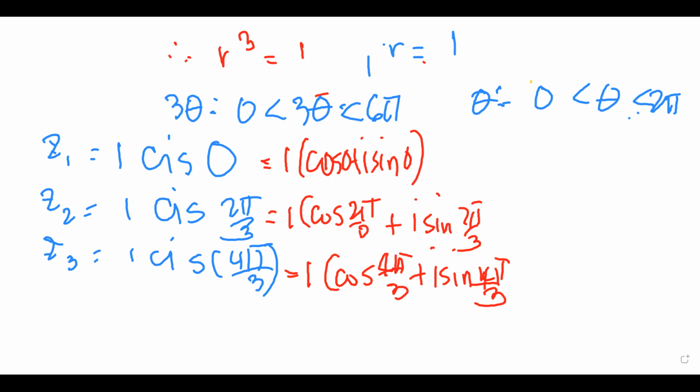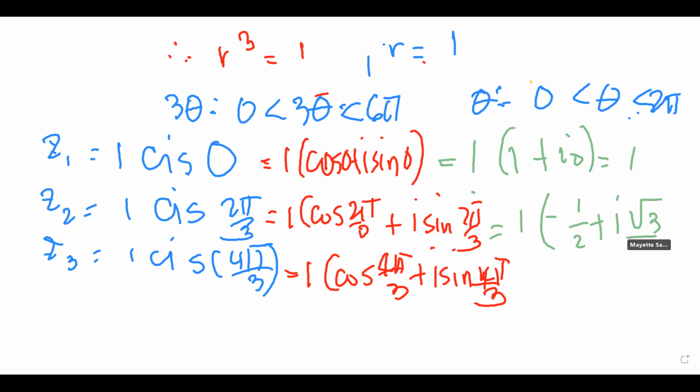Okay, now changing this into Cartesian form, we know this will be 1 cosine of 0 is 1 plus sine of 0, which is of course 0, so i0 here is just equal to 1. The second root is 1 times cosine 2 pi over 3, which is just equal to negative 1/2, if I'm not mistaken, plus i square root of 3 over 2.